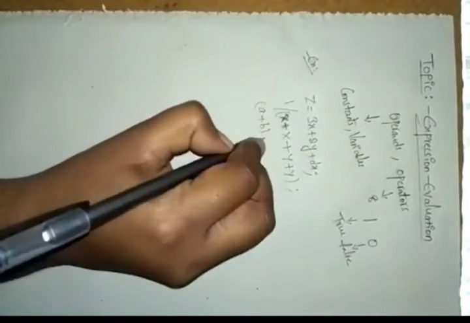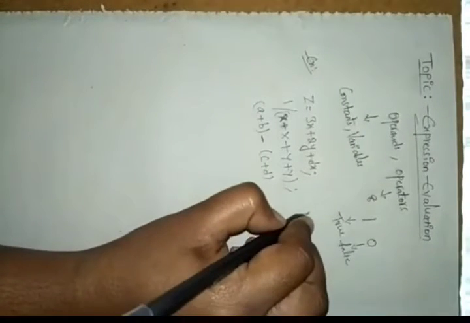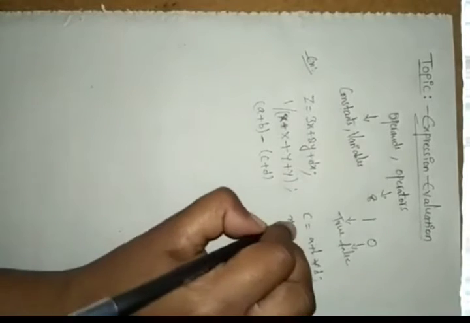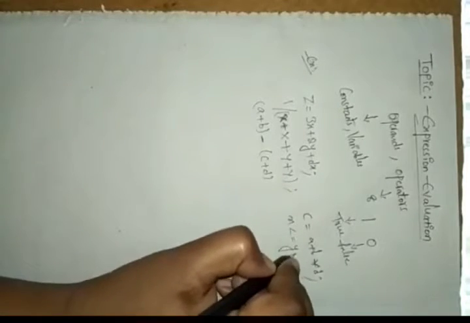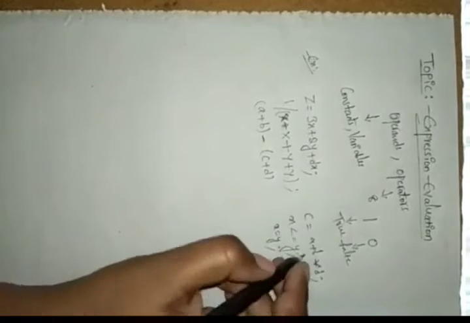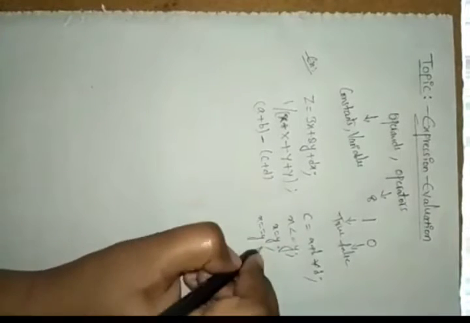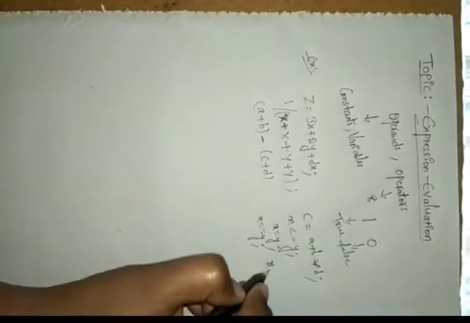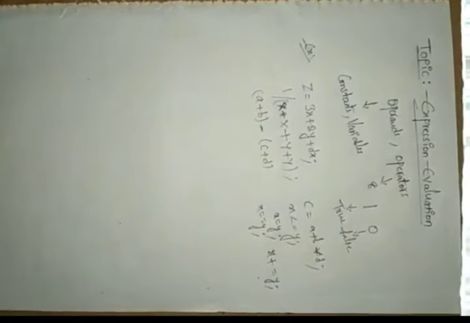a plus b minus c plus d. This is one expression. Or else you can go with c equals a plus b into d. This is one expression. Or x less than or equals to y. This is one equation. x equals y. This is one equation. x plus equal to y. This is one equation. Like this we write our expressions.